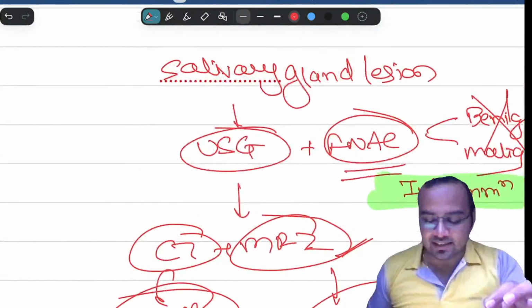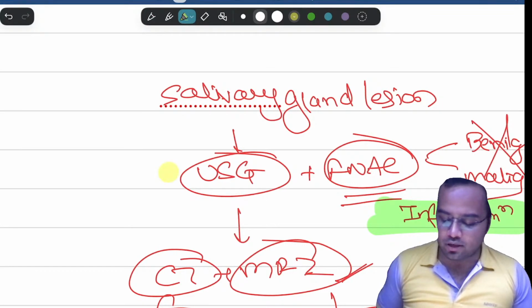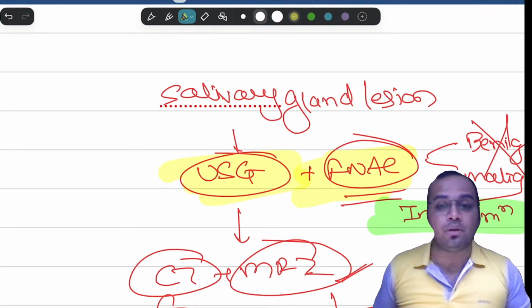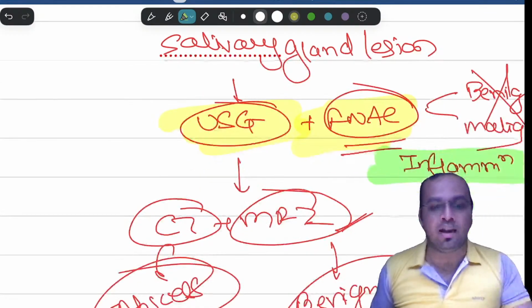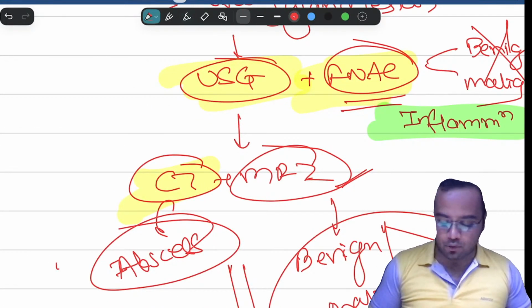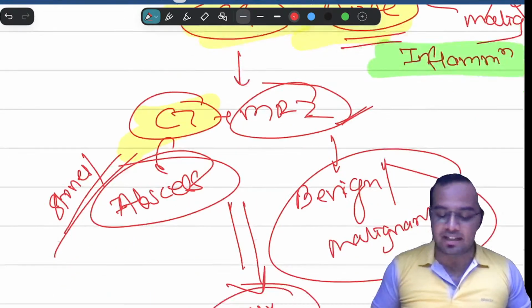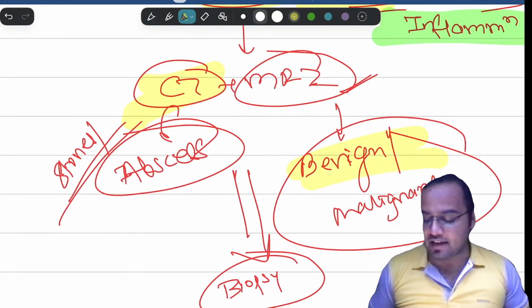But basic investigation क्या है? Salivary gland neoplasm अगर मेरे पास आ गया तो सबसे पहले what I am going to do, USG plus FNAC. FNAC is going to rule out an inflammatory sialadenitis episode. CT and MRI. CT is going to differentiate abscess, along with that it can also tell about the stones. CT is going to differentiate it and MRI features are going to tell me about the benign or malignant lesion.